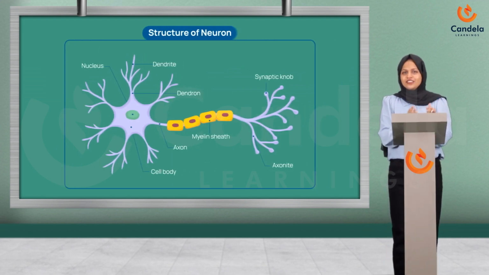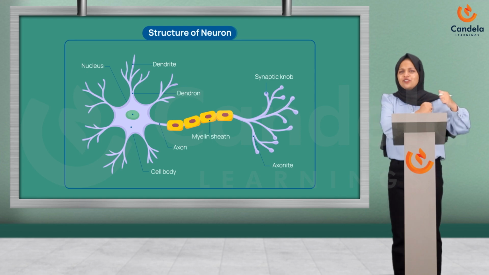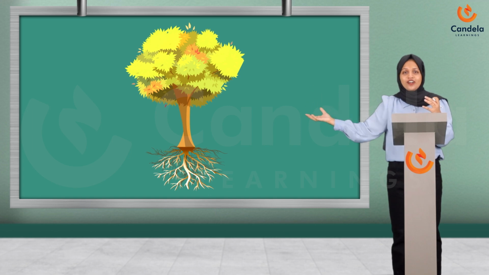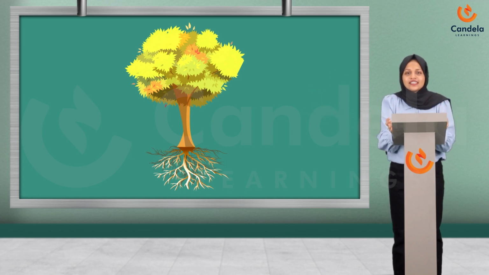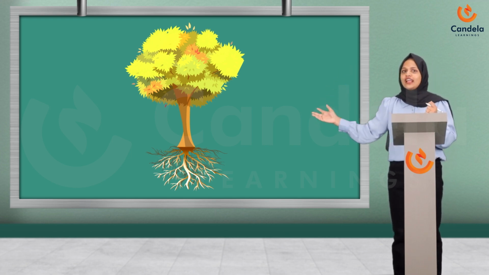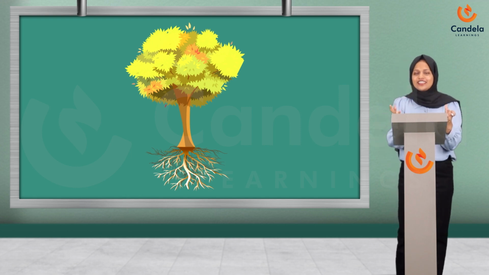While seeing the neuron, you can see that it looks almost similar to something. What does a neuron resemble? Yes, a neuron looks almost like a tree, right? A tree has branches. Of course, our neuron also has a branch-like structure, known as a dendron. Now, a tree has a trunk. A neuron also has a trunk-like structure, known as the axon. And a tree has what, children? It has roots. And our neuron also has a root-like structure, known as the axonite. Okay, I told this just for your understanding.